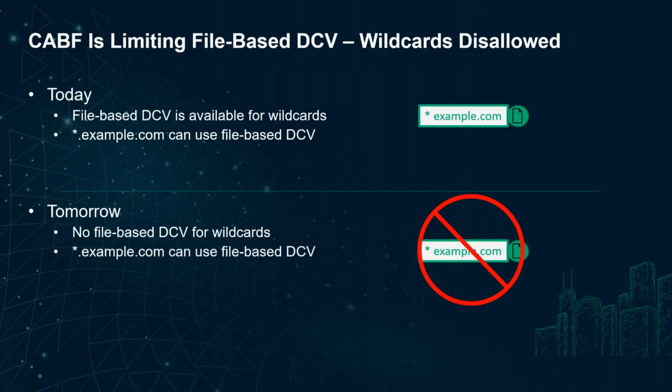Now, there are some changes, and the changes are really going to affect 2 things. One is wildcard certificates, and the other one is subdomains. Let's cover these individually. So first, in both cases, what the CA/Browser Forum is doing is going to limit the way you can use file-based DCV. File-based DCV is not being deprecated. It's not being removed. However, the specifics of how it is used are being narrowed from what they were before.